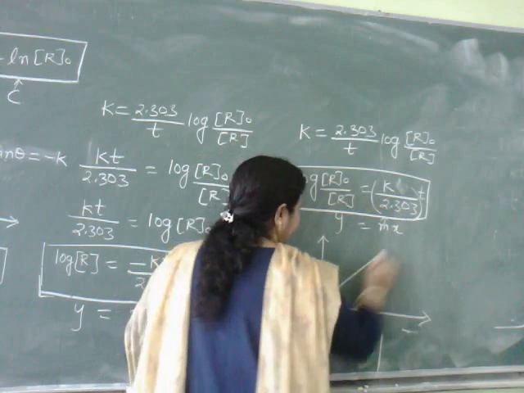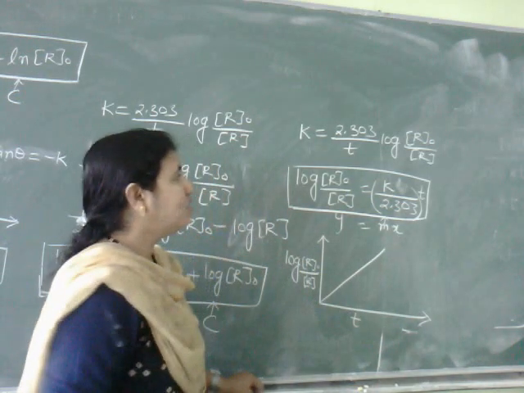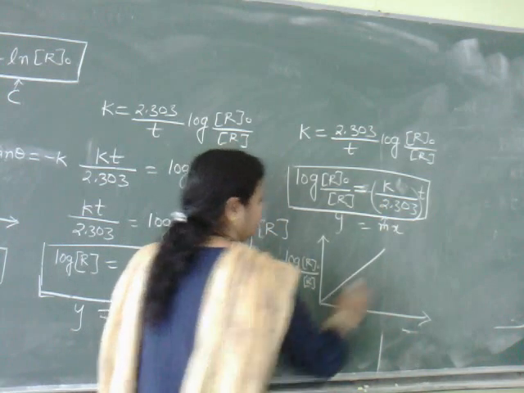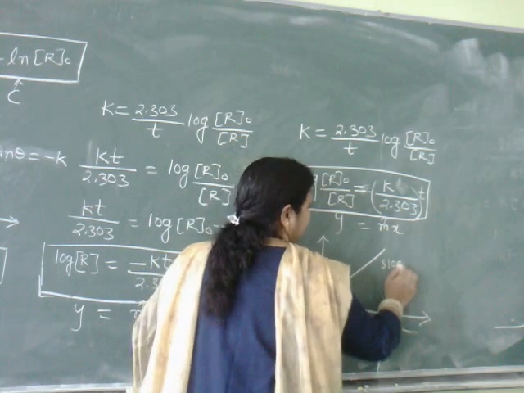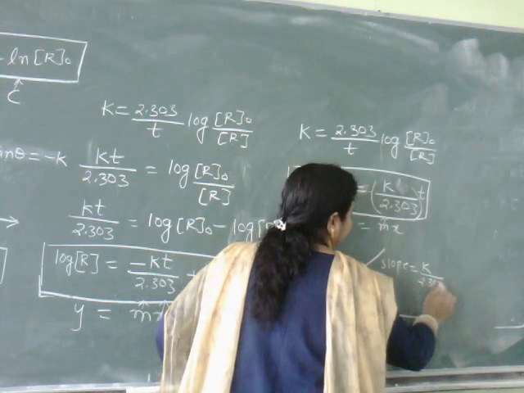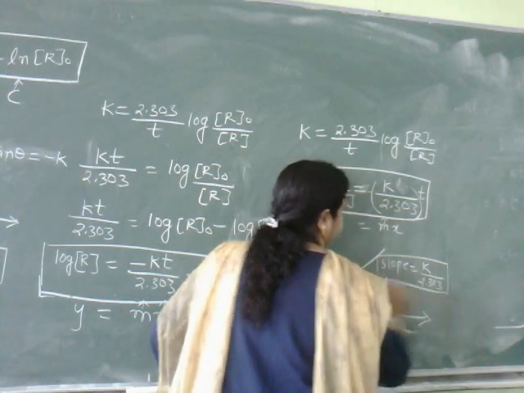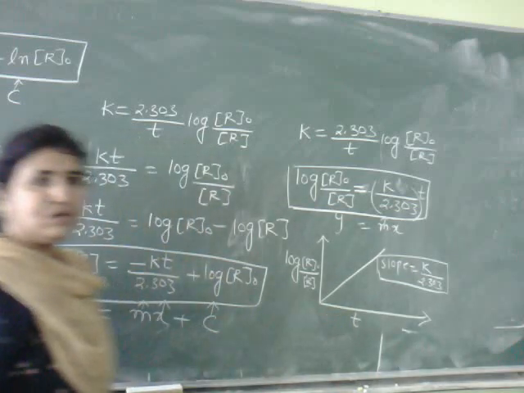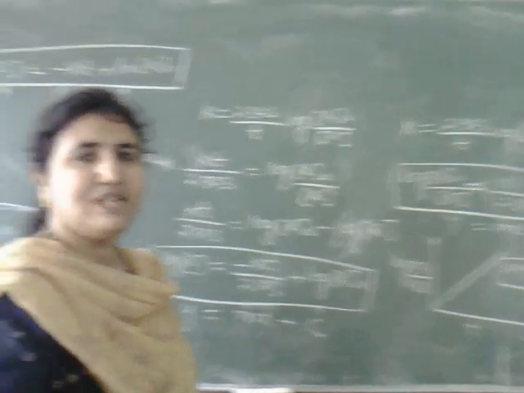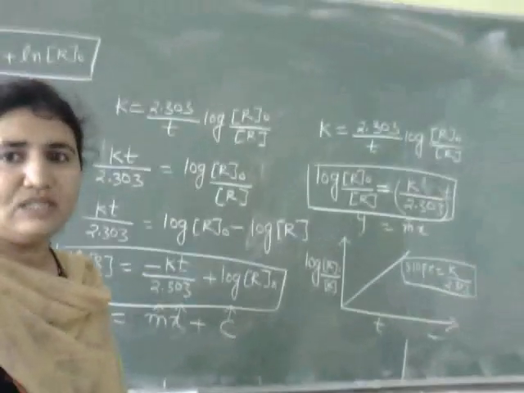So we will get a positive slope here. It is not negative, it is positive. K it is. So slope is equal to k upon 2.303. This is the slope for this one. So like this, totally we have graphs for first order reaction. Actually 4 are there. How many graphs are there? 4 are there. This is one.